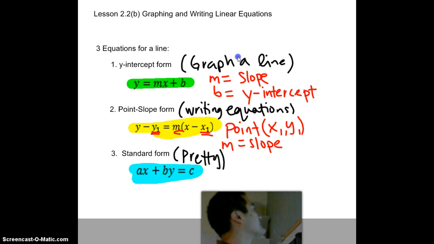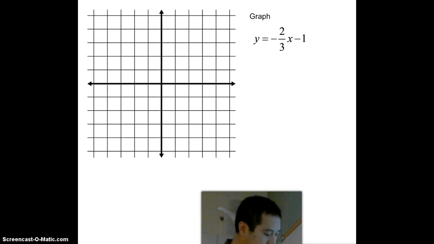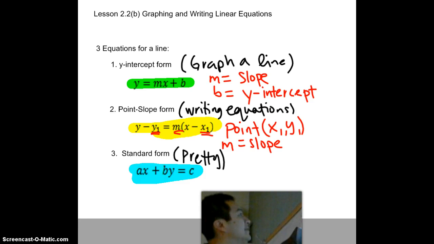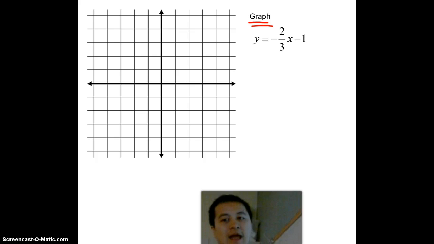Let's go through graphing first. Our first problem. Graph y equals negative 2/3 x minus 1. First of all, before we graph it, look at the instruction. It says graph. Every time we graph, we put it in what form? Very good. Y-intercept form. So y-intercept form looks like y equals mx plus b. Note, y is by itself, and everything else is on the other side. Take a look. Is y by itself? Is everything else on the other side? We're good to go.